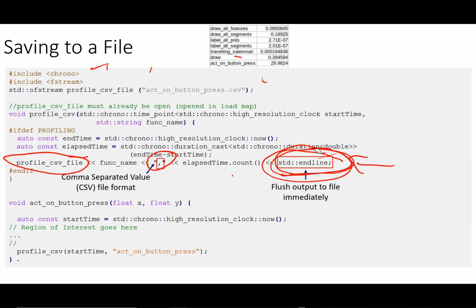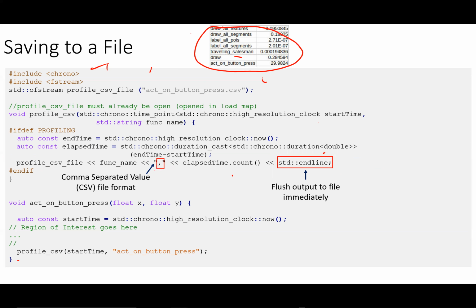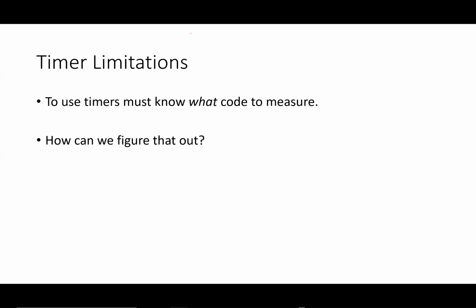Okay, so what is this going to look like? It's going to make me a little spreadsheet. I just did this for act on button press, but if I go and put this in a bunch of different functions, I can get a little spreadsheet that shows me how long every one of those functions took every time it was called. Okay? So let me go and demo that.